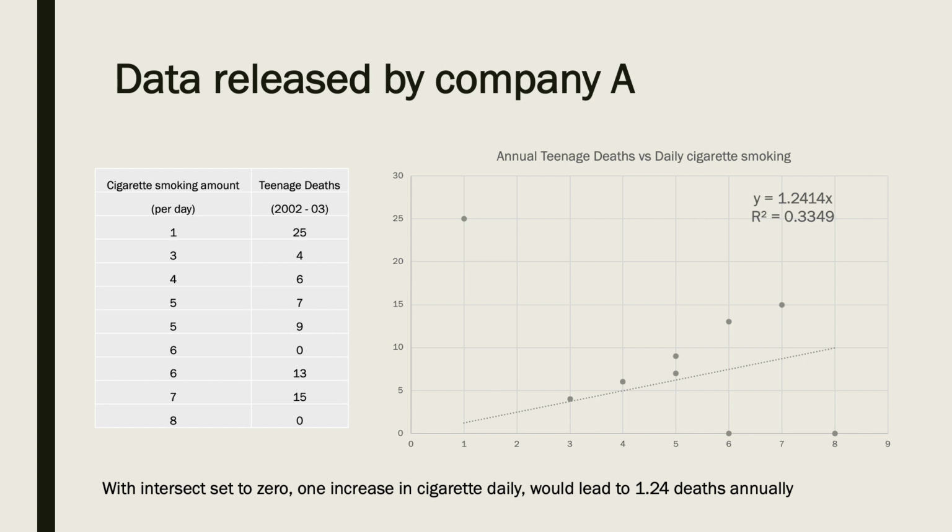Students should be able to say, okay, from 1 to 8, it rose by 10, and it only ran by 7, and that is what gave us a slope of about 1.2414.